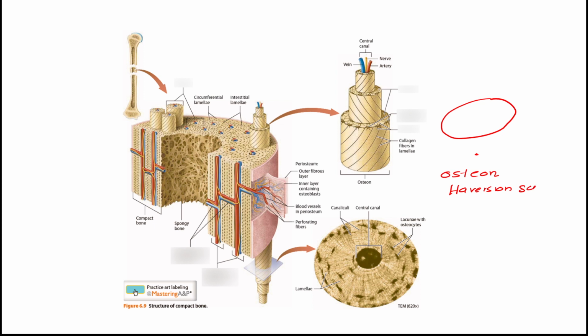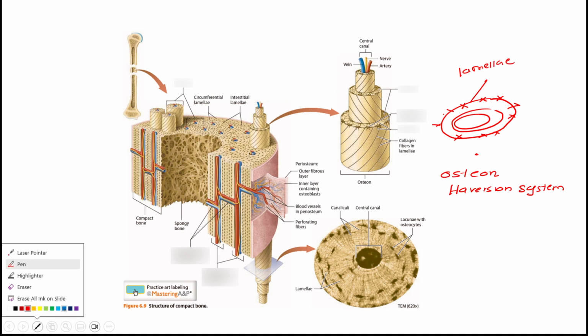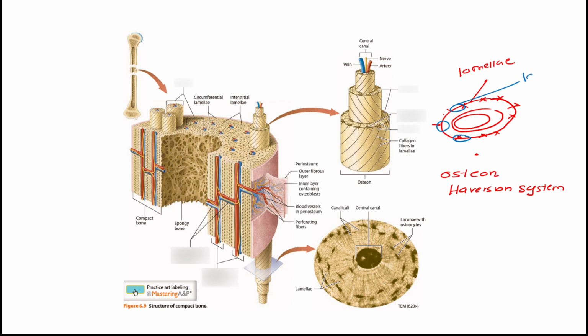So the Haversian system consists of concentric shells of structures which are called lamellae. So this is how it forms. These concentric shells are known as lamellae. What does the lamella comprise? The lamella has spaces which are known as lacunae. These lacunae contain multiple cells which are known as osteocytes.